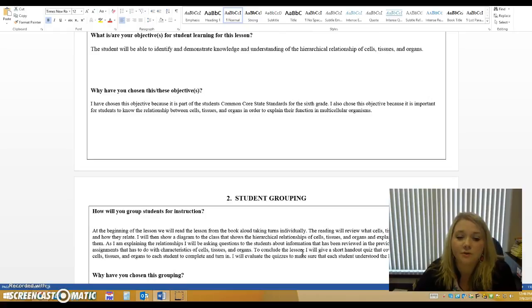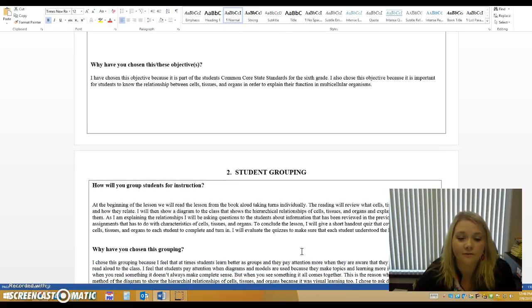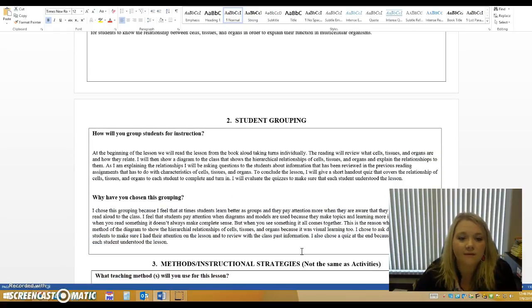Section 2, Student Grouping. How will you group students for instruction? At the beginning of the lesson, we will read the lesson from the book aloud, taking turns individually. The reading will review what cells, tissues, and organs are and how they relate. I will then show a diagram to the class that shows the hierarchical relationship of cells, tissues, and organs and explain the relationships to them.